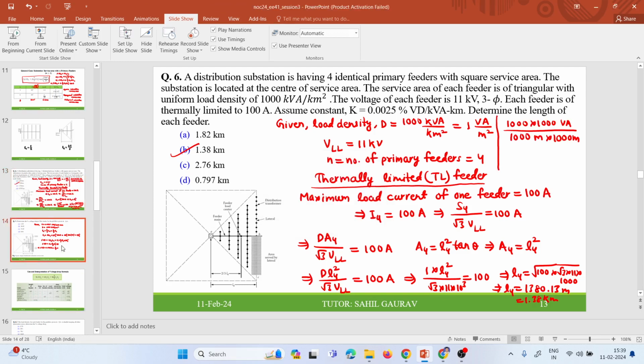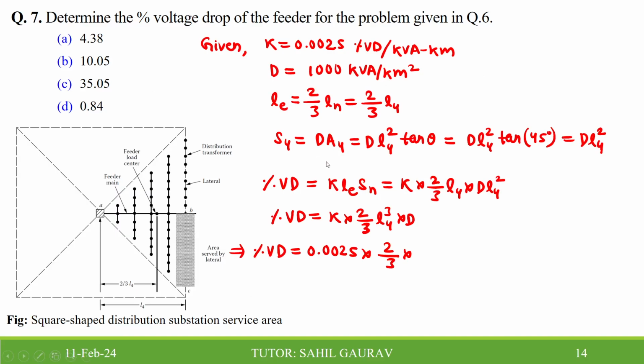So let us move to the next problem, and most of the part we have solved. In this problem, determine the percentage voltage drop of the feeder for the problem given in question number 6, the previous problem. The same thing, we will use this expression, percentage voltage drop K L4 D, and other things we can derive from the fundamental.